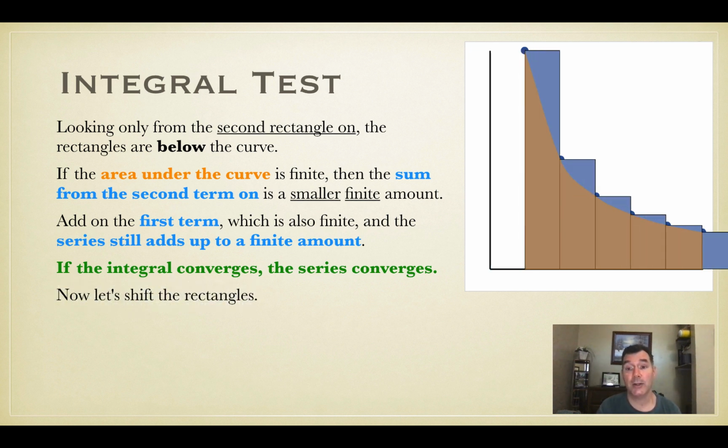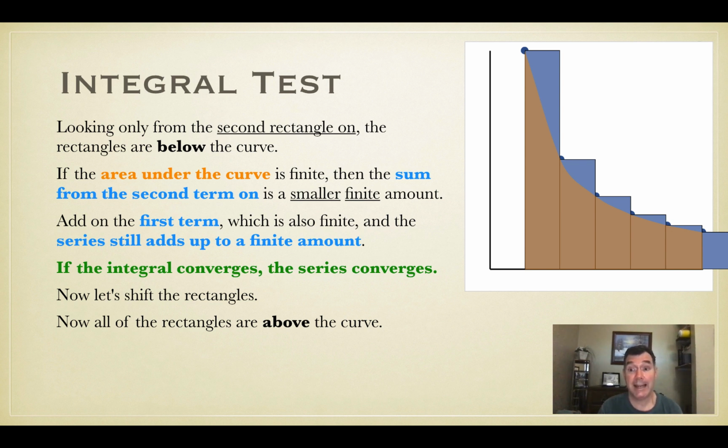I'm going to move the rectangles one place to the right. It's still the same sum, but it's just moved to a different place. Now let's assume that the area under the curve, that orange area, is infinite. It diverges. It does not approach a constant. Well, if that area under the curve diverges, then the sum of all of those rectangles, which is clearly bigger than the area under the curve, because all of those rectangles are higher than the curve, is going to be bigger than an infinite sum, which approaches infinity.